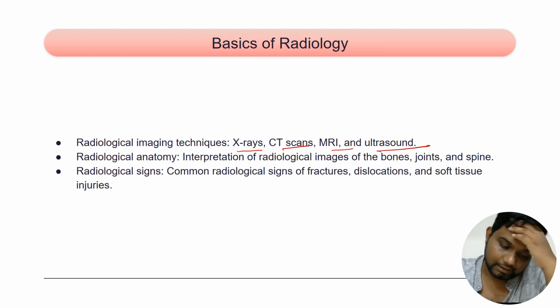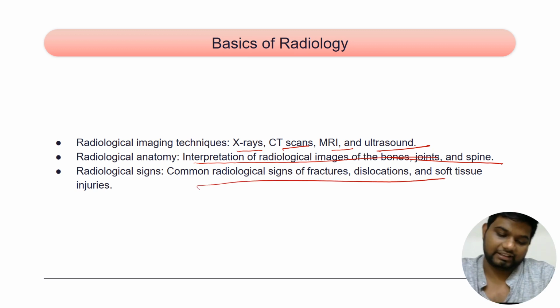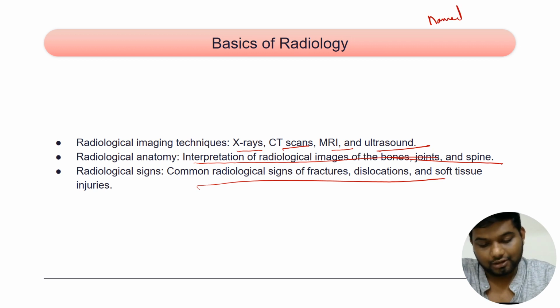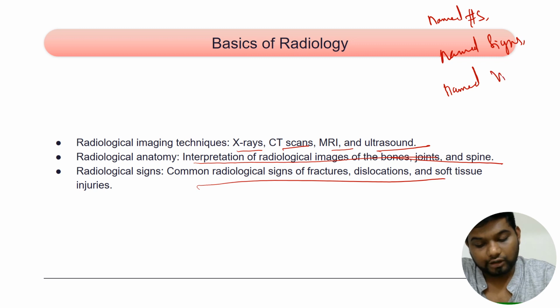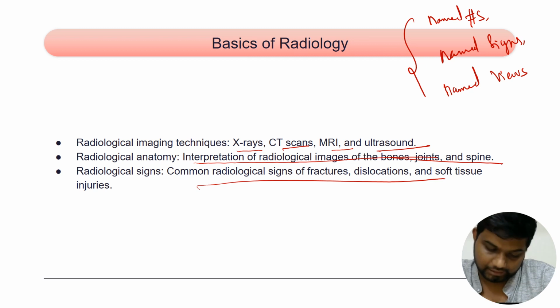These are the basic radiological imaging techniques. Next is radiological anatomy. Interpretation of radiological images of your bones, joints, and spine is pretty important. The common radiological signs are also important. For example, named fractures, named signs, and named views are all considered high yield areas. You should not miss them. So this covers the basics of radiology, people.